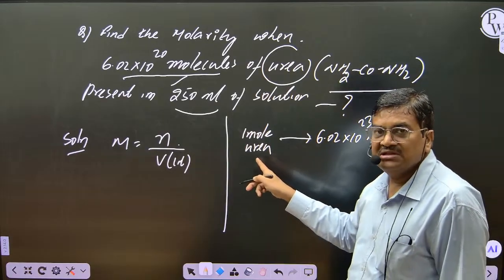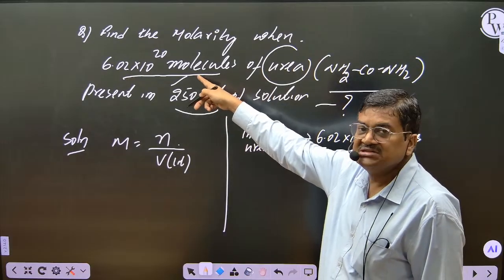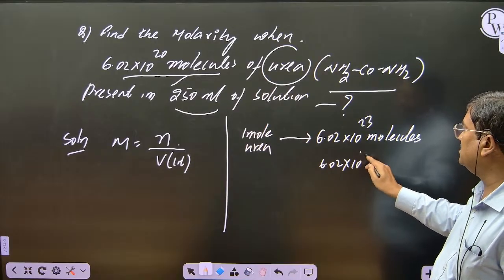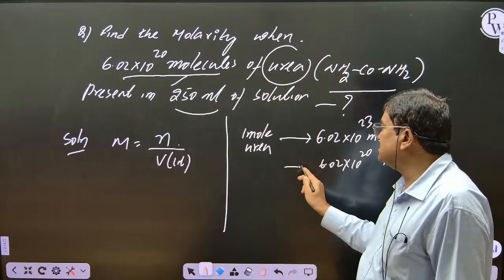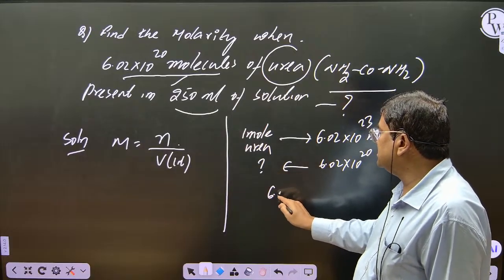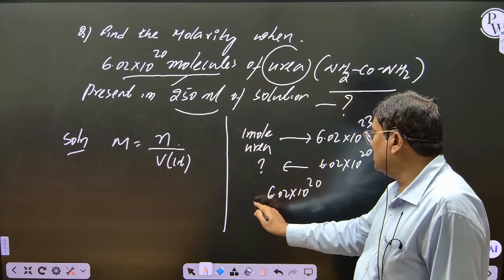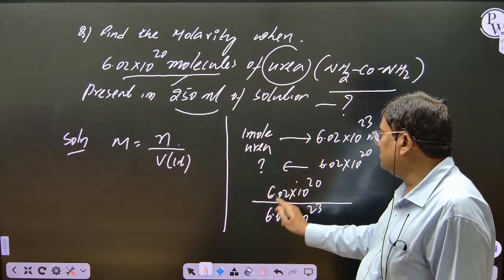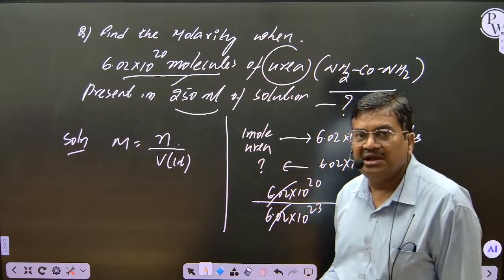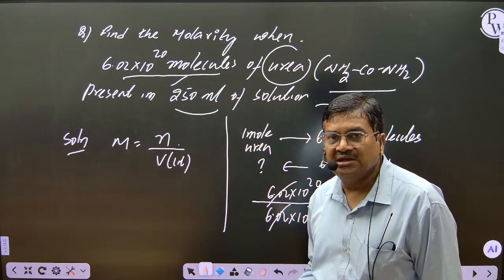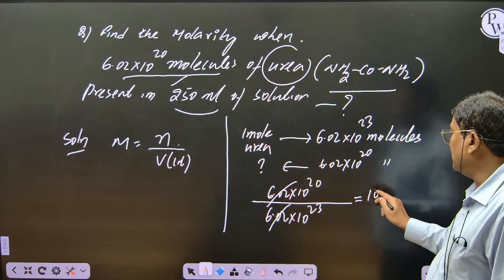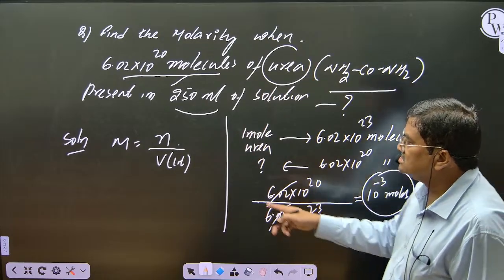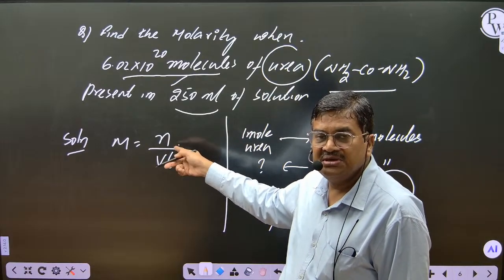So if 1 mole has these many molecules, in the question he has given us 6.02 into 10 power 20 molecules, then how many moles is it? So cross multiply: 6.02 into 10 power 20 divided by 6.02 into 10 power 23. Now both get cancelled. 10 power 23 comes to the denominator. Minus 23 plus 20, that comes to 10 power minus 3. These many moles we got. Now we found moles from the given data, we converted molecules into moles.